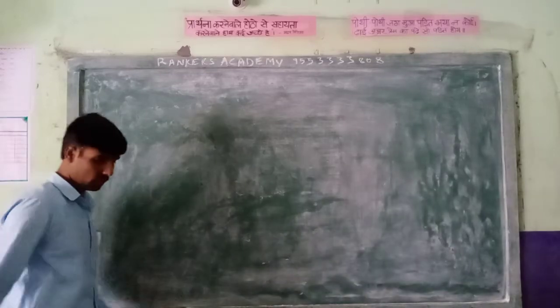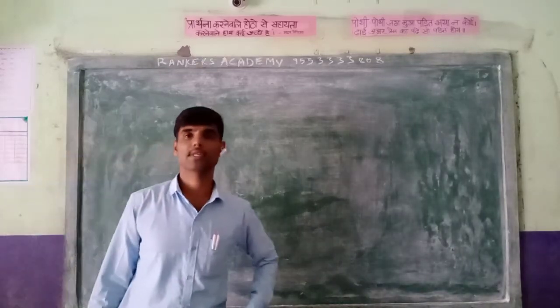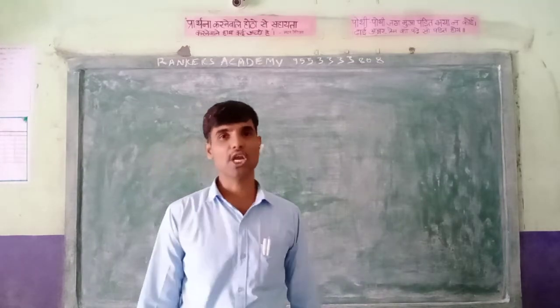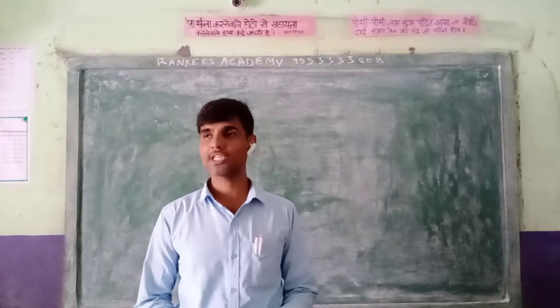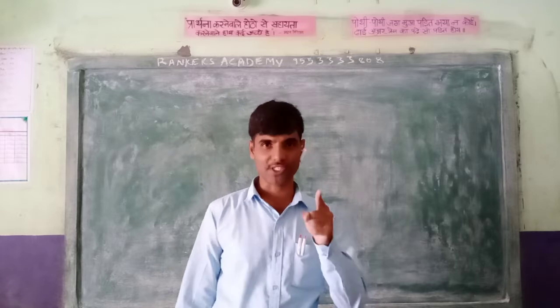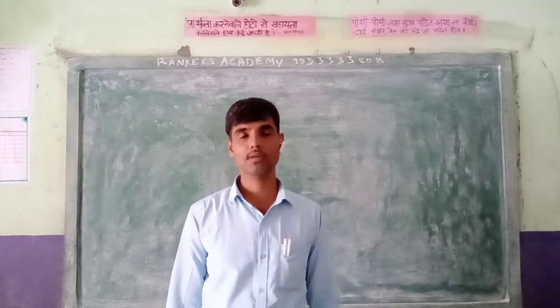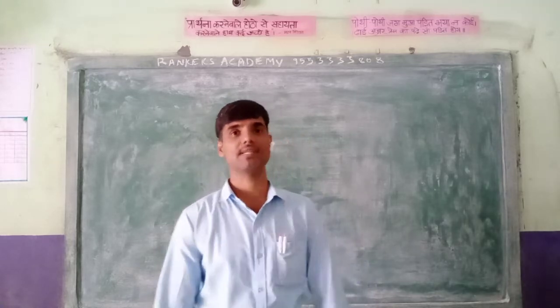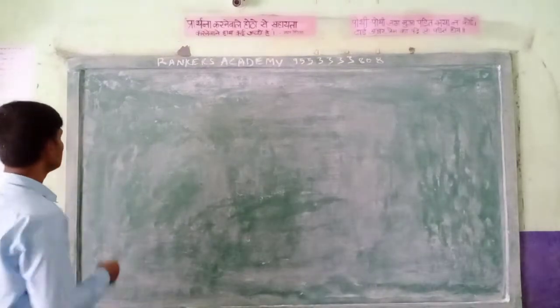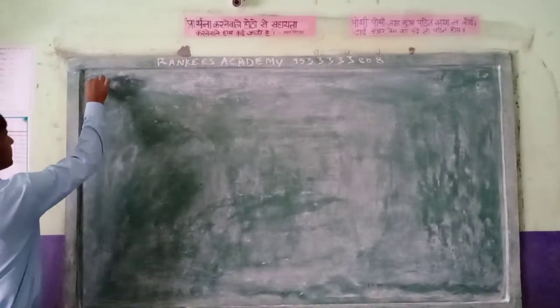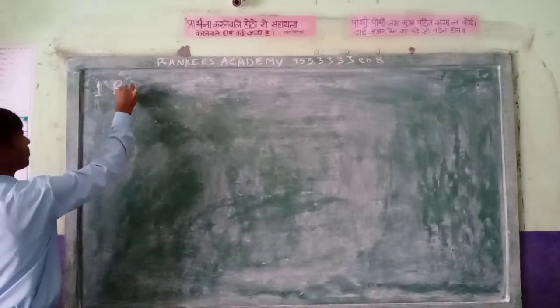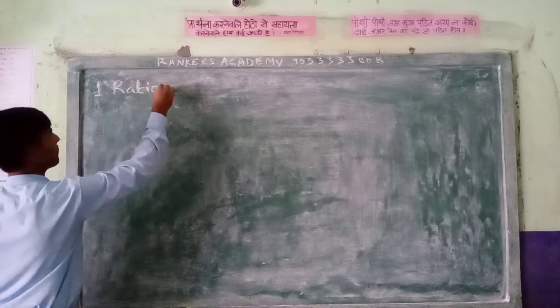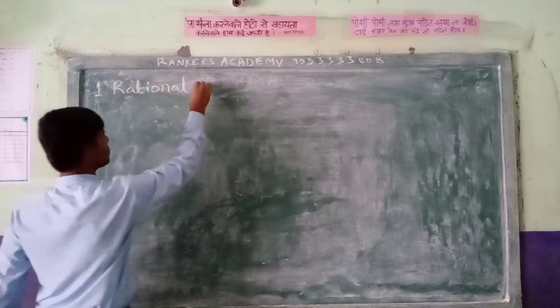Now we have to discuss rational numbers, the 8th class first chapter. First, we have to check the previous knowledge. So, 8th class, first chapter is rational numbers.